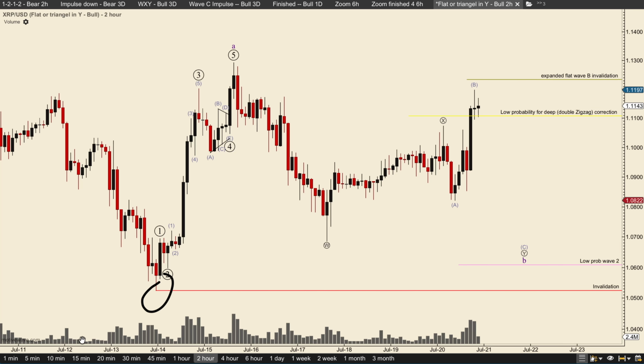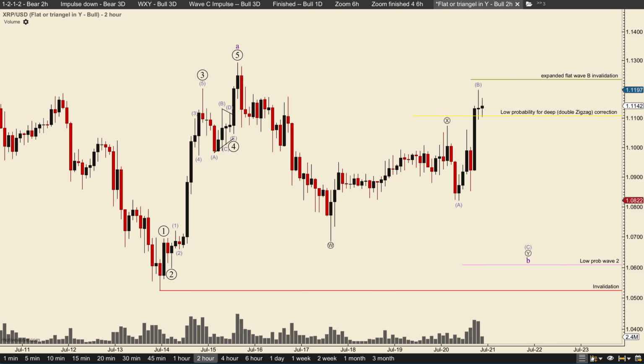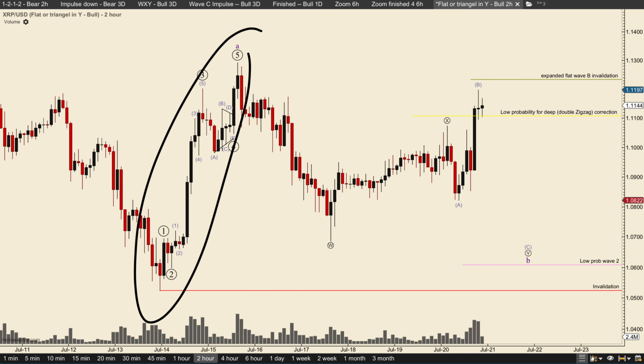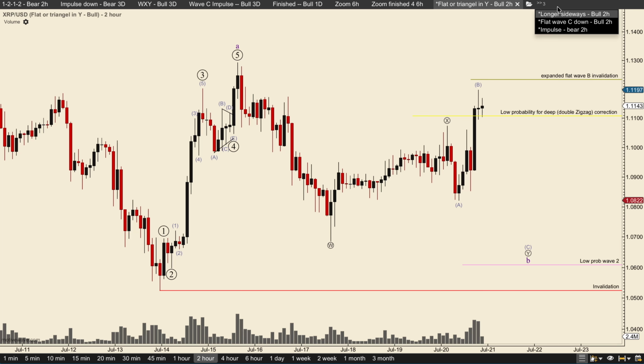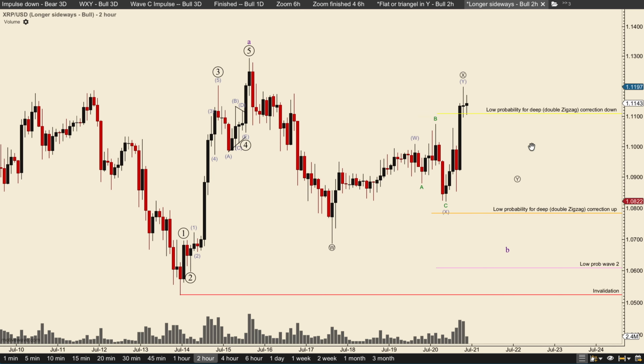So this is the invalidation for this scenario, and you need to have it here because this is so much better as an impulse, meaning this is either a wave A in a zigzag or in an impulse. So therefore I have the invalidation over here. But nonetheless, if we take out this and move down, we have to resort to another count, and that is a bit longer sideways here.